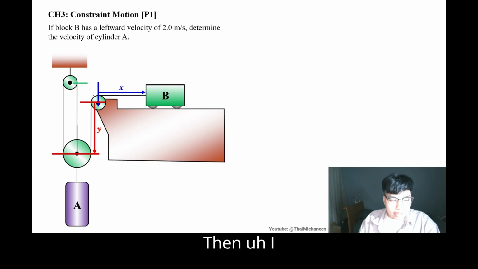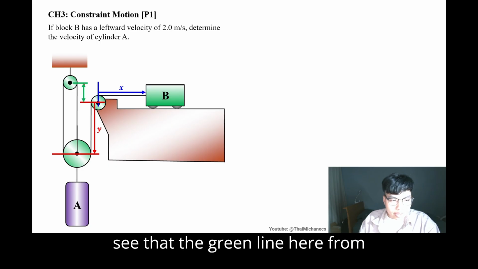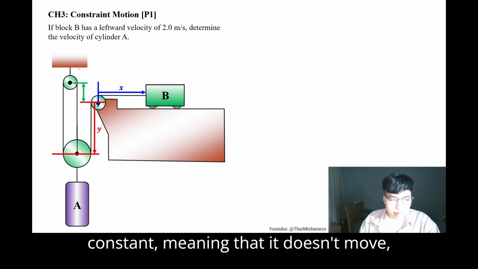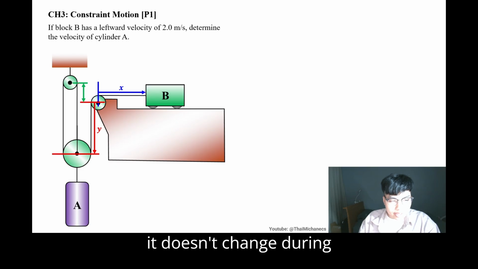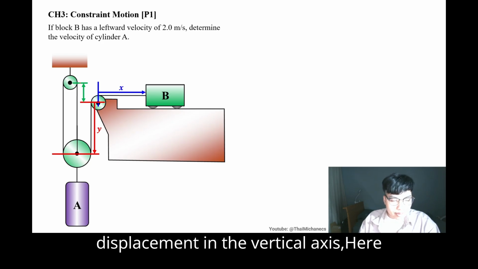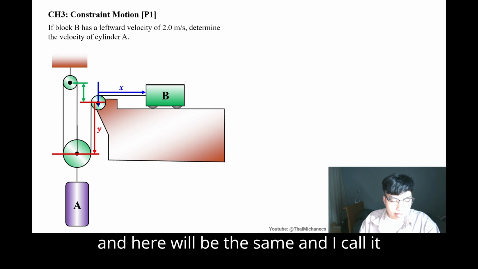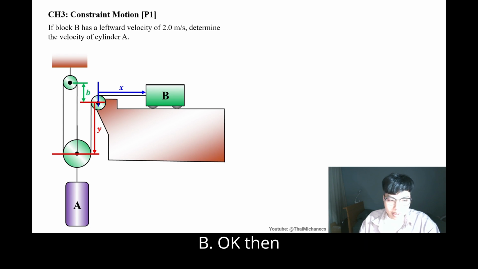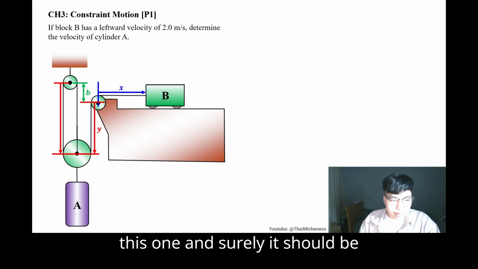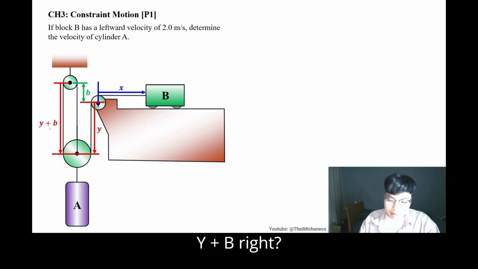Then I see that the green line from this pulley to this pulley is a constant, meaning it doesn't change during this motion. No matter what the motion is, the displacement in the vertical axis here and here will be the same, and I call it b. Then measuring this distance from this pulley up to this one, surely it should be y plus b, right?